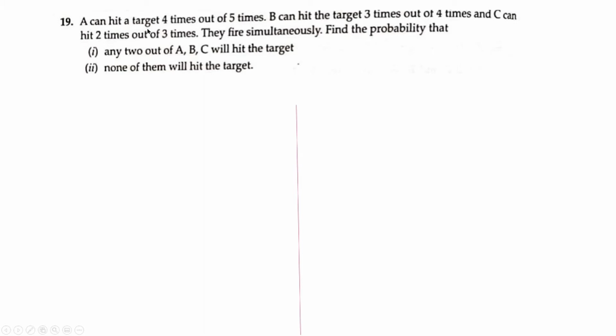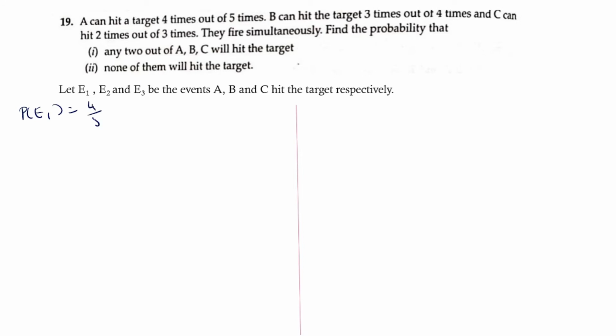So here, it is given A can hit the target 4 times out of 5 times. B, C it is given. So let us take that E1, E2 and E3 be the events A, B and C hit the target respectively. So probability of E1 is 4 by 5. Probability of E2 is 3 by 4. And probability of E3 is 2 by 3. Now the first subdivision, any 2 out of A, B, C will hit the target. So any 2 hit the target means we have A and B hitting but C failing, then A and C hitting, B failing, then B and C hitting and A failing.